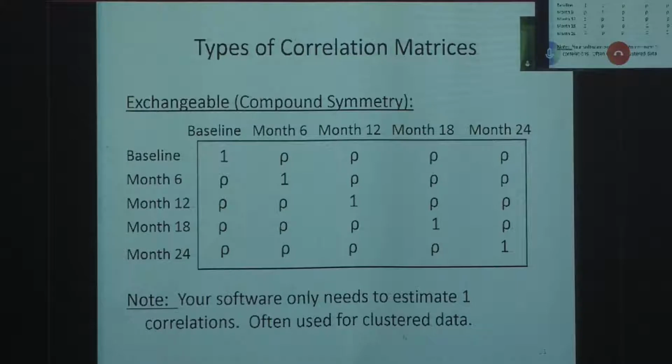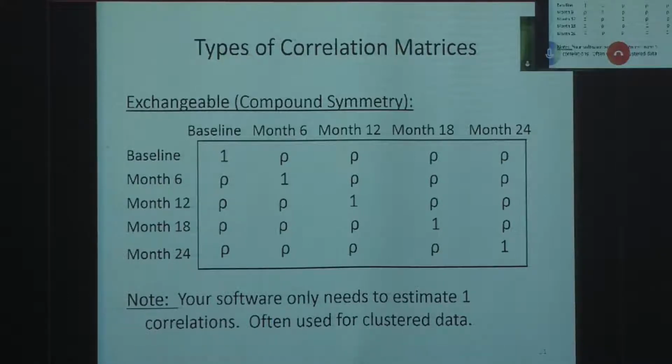But if you have cluster data, and these are not time points, but patient 1, patient 2, patient 3, patient 4, patient 5 within the same physician, the correlation between patient 1 and 2, or between patient 1 and 3, or between patient 2 and 3, is very often assumed to be the same, because those patients are not sequential in time. They're just different patients seen by the same physician. They're exchangeable. So this is actually a very popular type of correlation matrix, but for cluster data, not for longitudinal data.